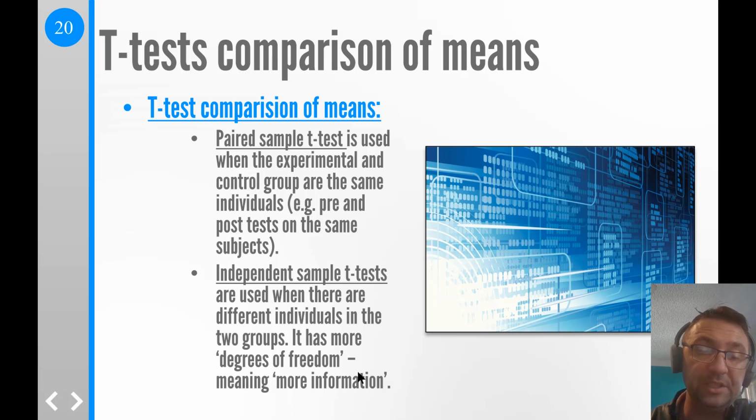An independent samples t-test is when we have different individuals. We're comparing two groups. So if we're comparing men and women, that's an independent samples t-test. If we're comparing a group of sociology students with a group of business students, that's an independent samples t-test.